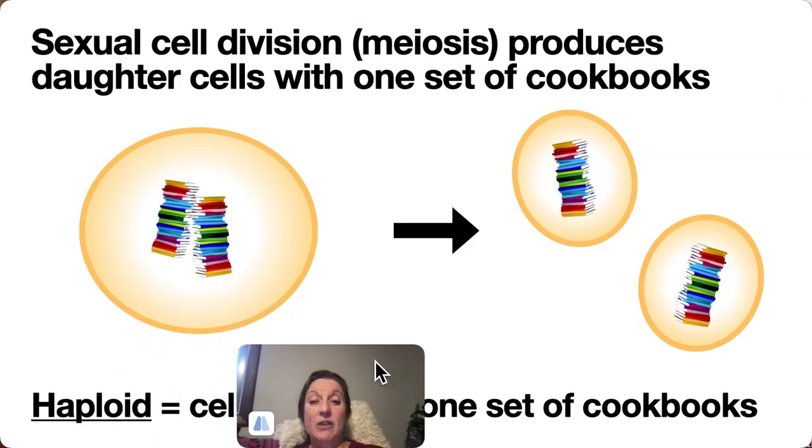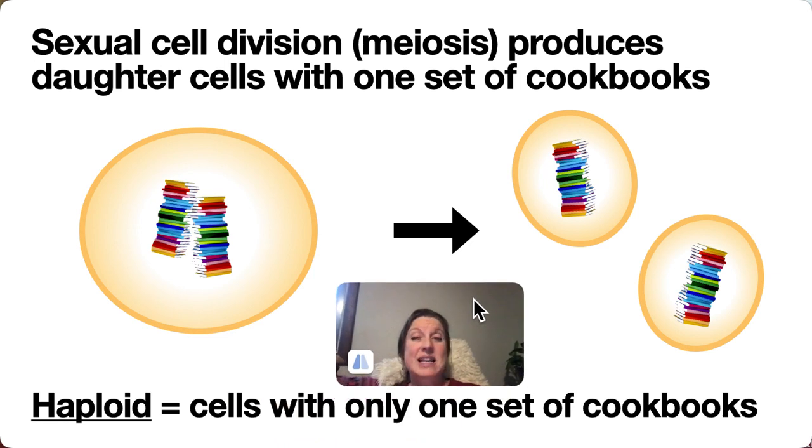Now, sexual cell division, which is called meiosis, is the process by which we end up with daughter cells that only have one set of cookbooks. So this is how we have to make sperm and eggs, because if we didn't get down to one set of cookbooks or chromosomes, and we had a sperm with, say, 46 and an egg with 46, then when they actually combined, it would produce a zygote with 92 chromosomes, which is way too many to be able to function.